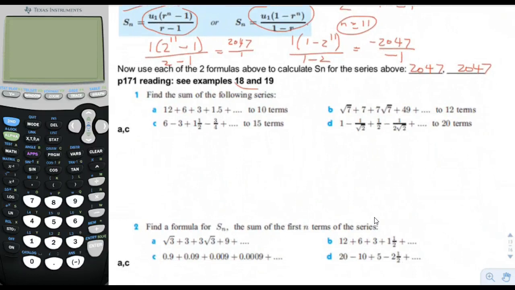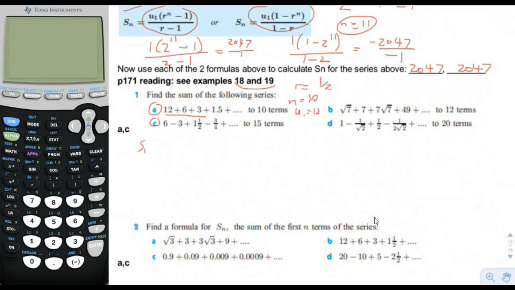Okay, so now there's two examples in the book. And then let's say we're going to do A and C. Find the sum of the following series, 12 plus 6 plus 3 plus 1.5, up to 10 terms. So we know that n is 10, and we know that u1 is 12, and we know that r is equal to 1/2, right? Because each one is a half of the previous one.